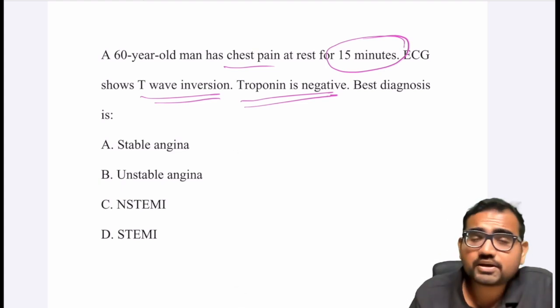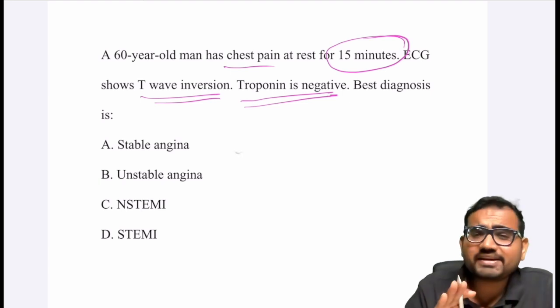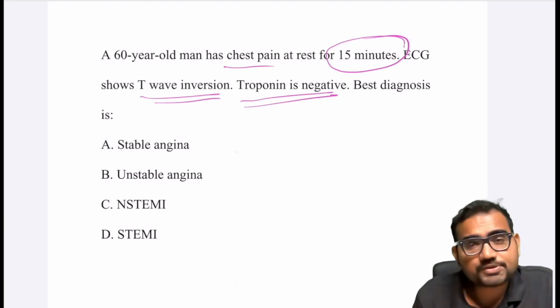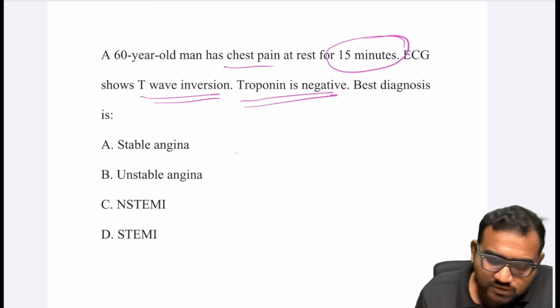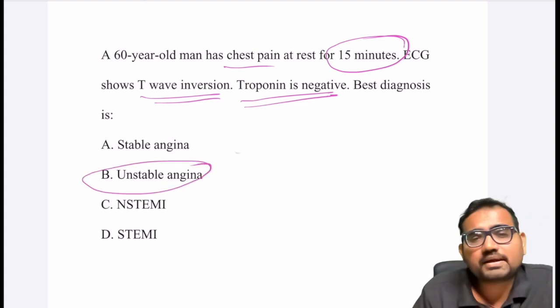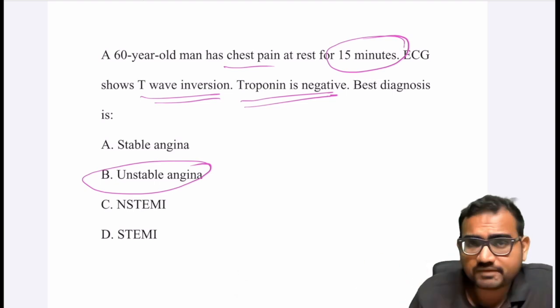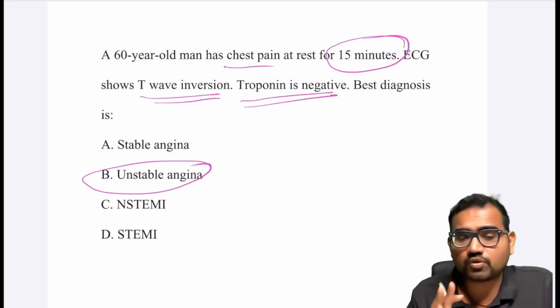And in stable angina, you will not have ST depression. Only in the treadmill test, you will have ST depression alone. But in unstable angina, you will have ST depression plus T wave inversion. So this points towards unstable angina. I have talked about all these concepts clearly in the previous session. I'll just give you the link. You can go and watch it.